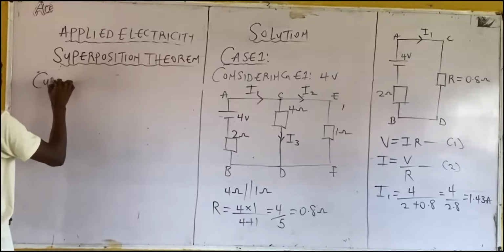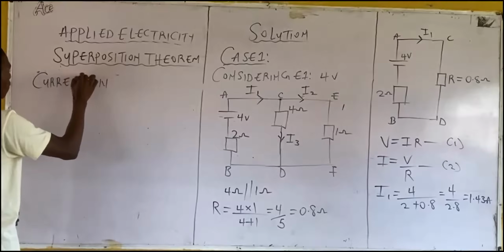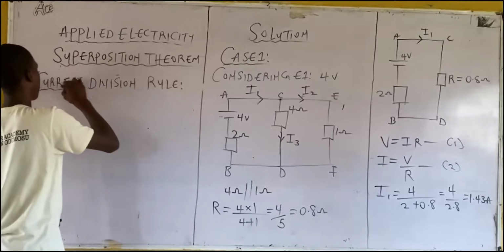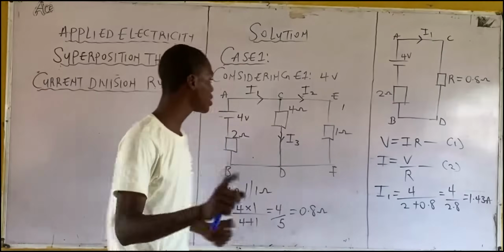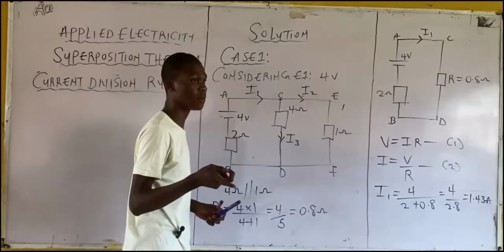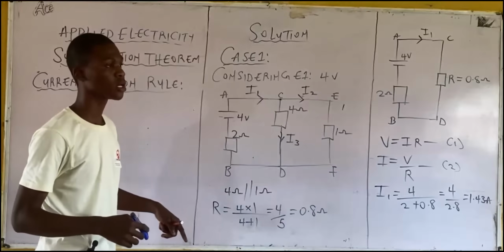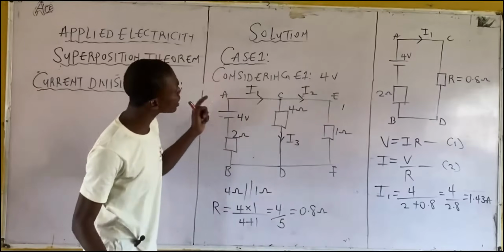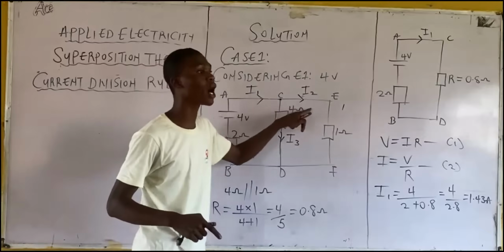Just say current division. Now, the current division rule is very, very simple. Let's say you are yet to know two values of current, which are I2 and I3. Let's solve for I2 first. Are you with me? The resistors in question now are the 4 ohm and 1 ohm resistors. For I3, which one should we solve first, I2 or I3? I2. We want to solve for I2.